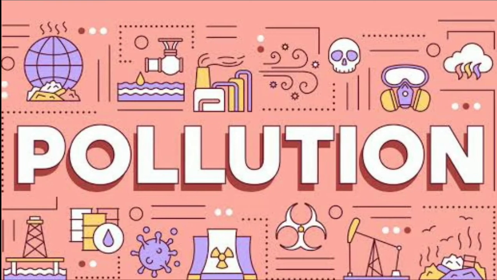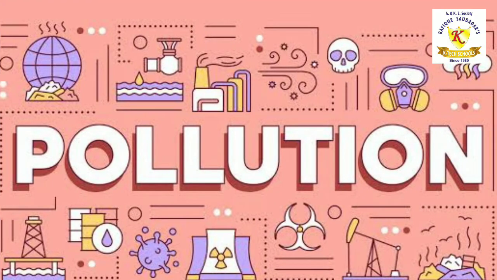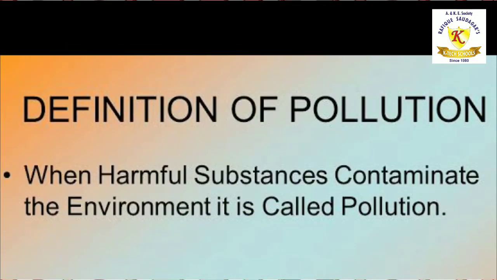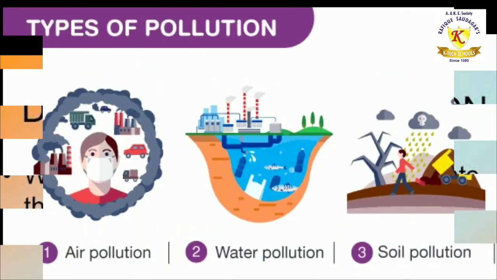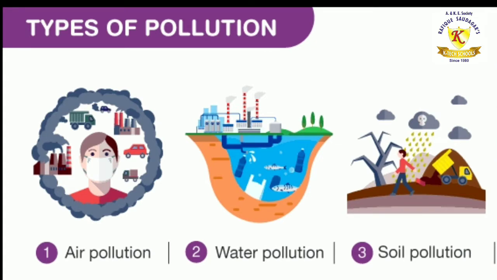We have started our lesson number 8, pollution. Let's quickly revise what is pollution. When harmful substances contaminate the environment, it is called pollution. What are the types of pollution? Air pollution, water pollution, and soil pollution.